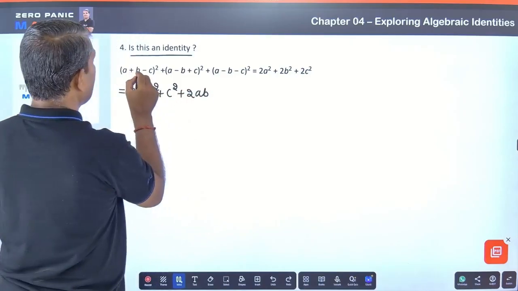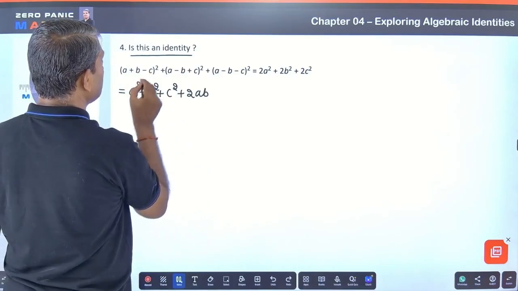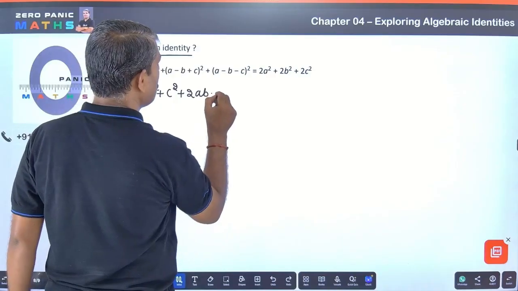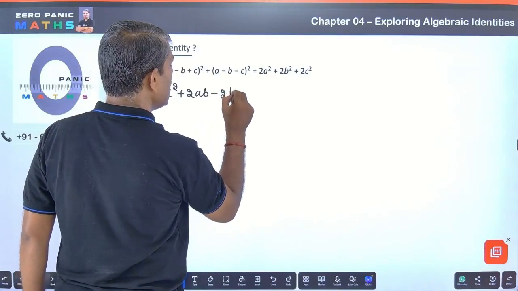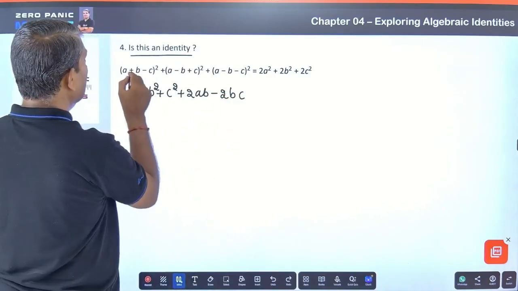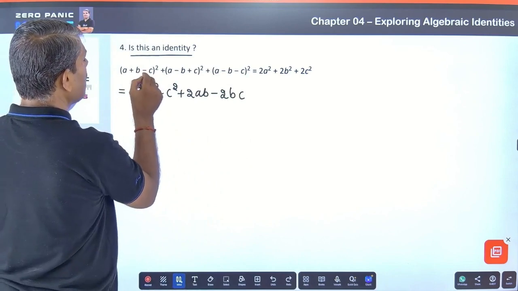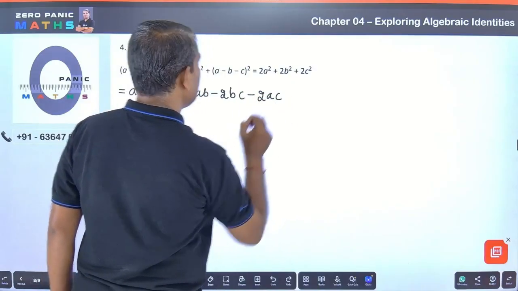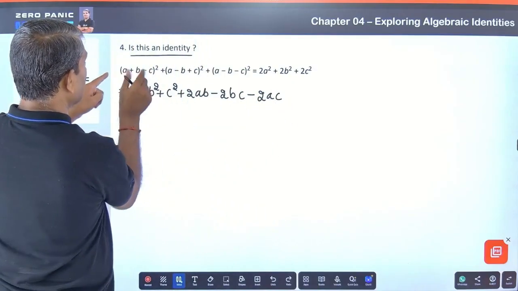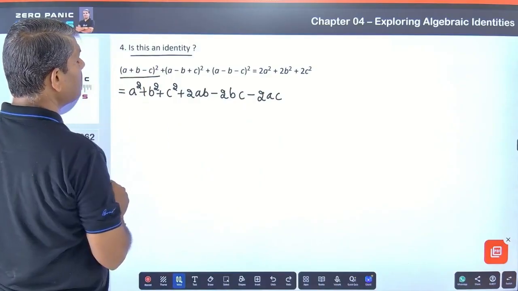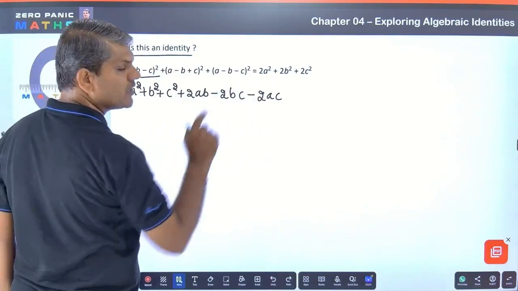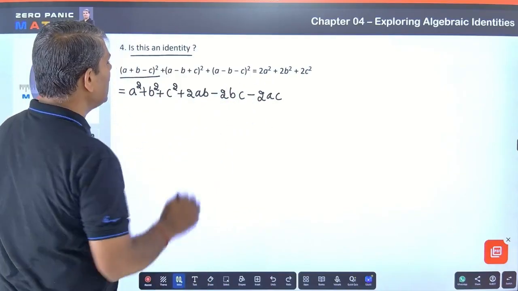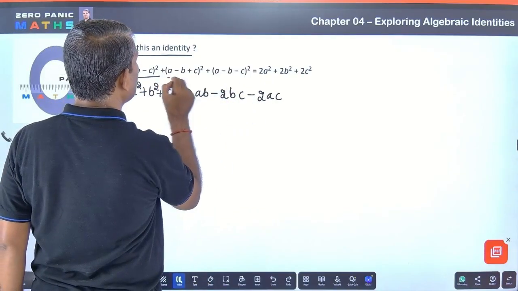Whereas minus 2bc, because the c value is minus here, so I have to write it as minus 2bc. And again minus 2ac, because c here is minus, so minus 2ac. This is the expansion of the first one, a plus b minus c whole square. You got this, right? Now I have to expand this.